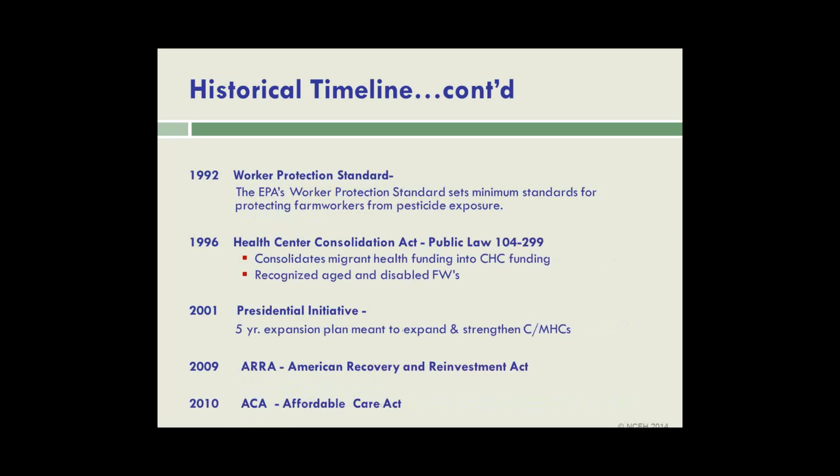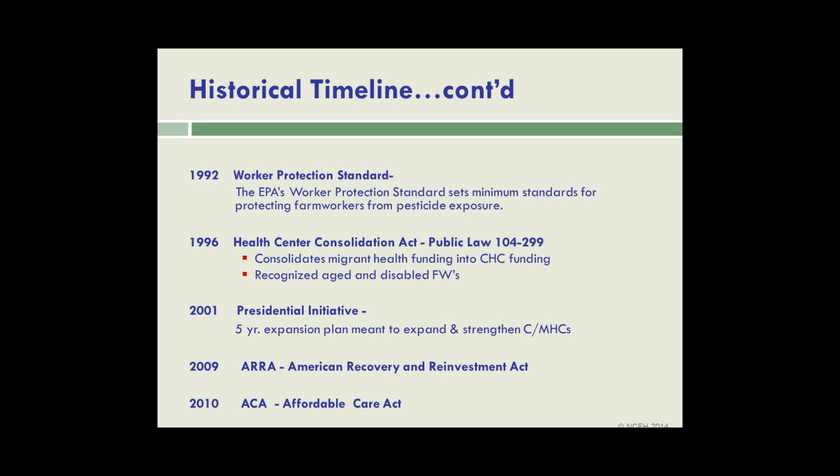Slow but significant strides have continued in migrant health with the creation of the Health Center Consolidation Act of 1996. The Health Centers Consolidation Act consolidated community and migrant health center money and allowed for the inclusion of aged and disabled farm workers for eligibility of health services. Health Centers Consolidation Act passes. The Act consolidates migrant health centers, health care for the homeless, health services for residents of public housing, and community health centers into a single Section 330 authority.